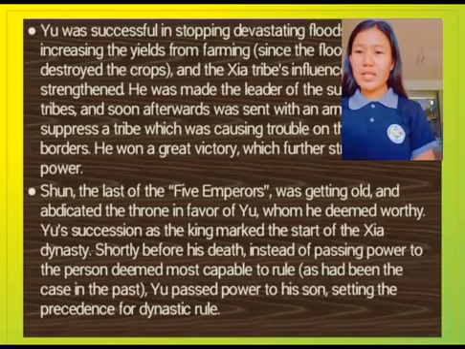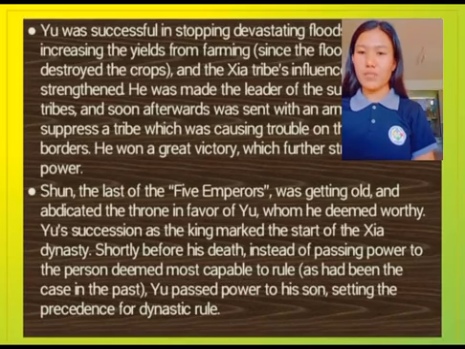Shun, the last of the five emperors, was getting old, and abdicated the throne in favor of Yu, whom he deemed worthy. Yu's succession as king marked the start of the Xia dynasty. Shortly before his death, instead of passing power to the person deemed most capable to rule, Yu passed power to his son, setting the precedent for dynastic rule.